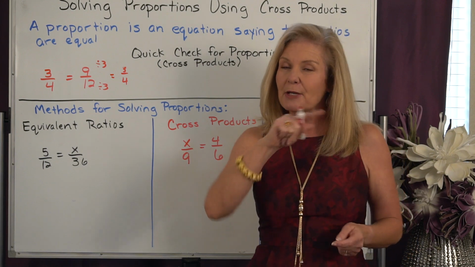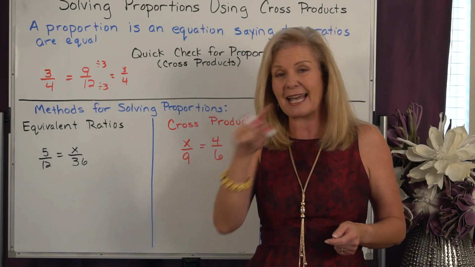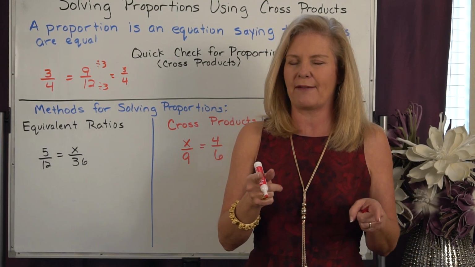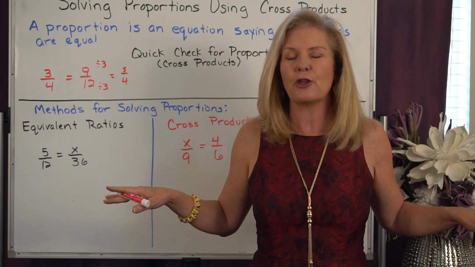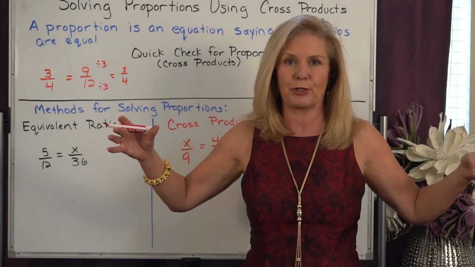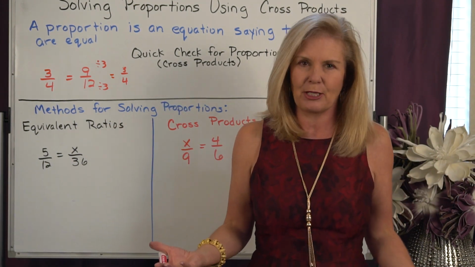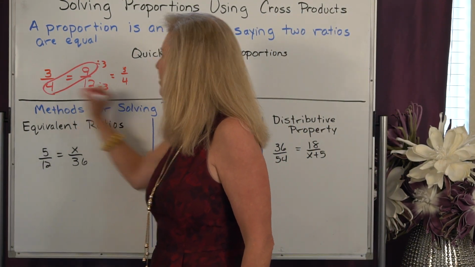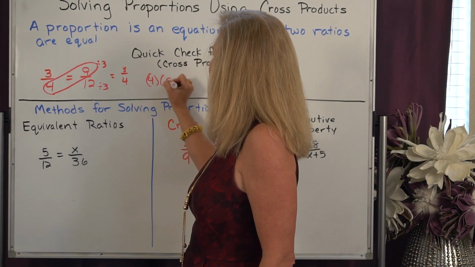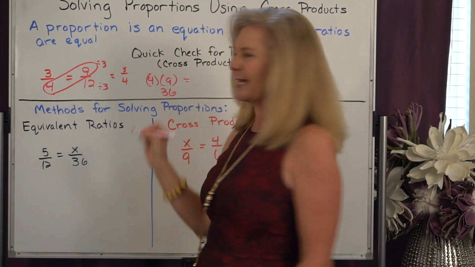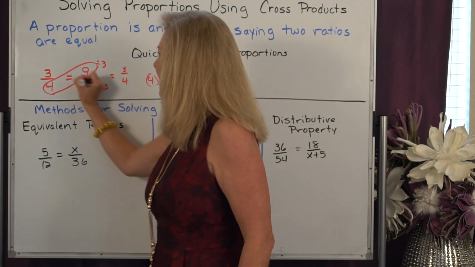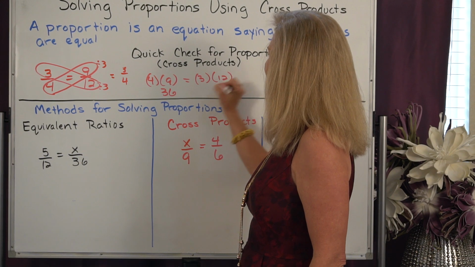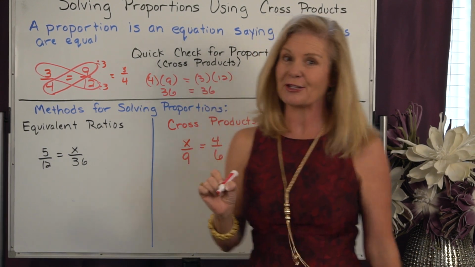What I'm going to do is multiply the diagonals together. And if the diagonals equal the same number, I know I have a proportion. If they do not, then those two ratios cannot be proportional to each other, which means they can't be the same in lowest terms. So if I go back to my original, and I multiply 4 times 9, I get 36. And if I take the other diagonal, 3 times 12, notice I also get 36.